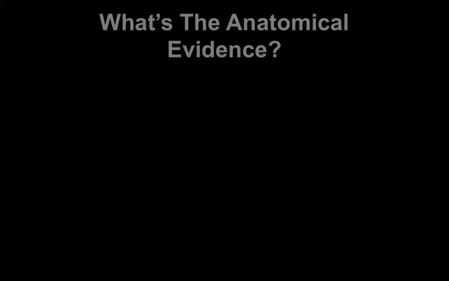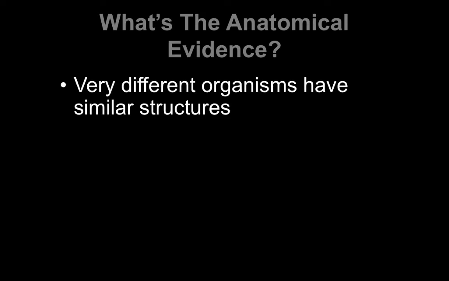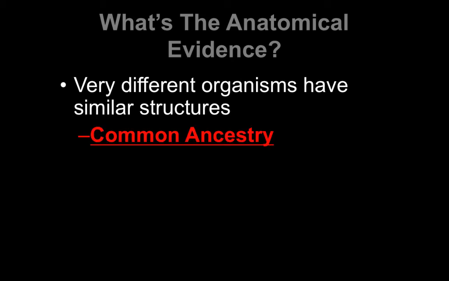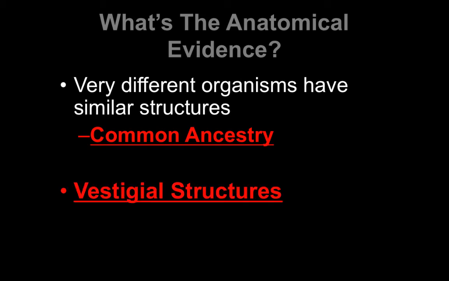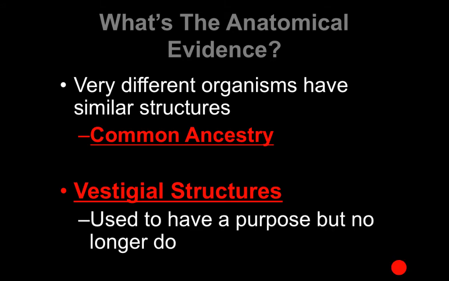Now, when we think anatomical evidence, think of anatomy class. An anatomy class is talking about the different structures within an organism. Think things like bones. So organisms that have similar structures, that indicates that they have a common ancestry. In other words, they came from the same types of organisms. We're also going to look at things called vestigial structures. And these are structures that used to have a purpose, but no longer do anything. And to me, these are probably the best evidence for evolution.